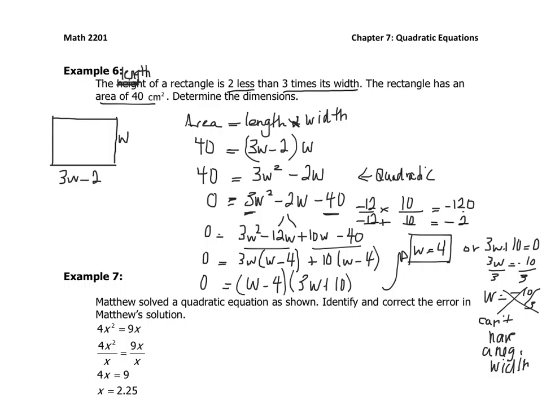I'm going to run out of space here, so I'm going to cross out my question and move over here. The width would have to be 4 centimeters, and 3 times 4 minus 2 would be 12 minus 2, which is 10 centimeters for the length. Just plug it back in to get the length.